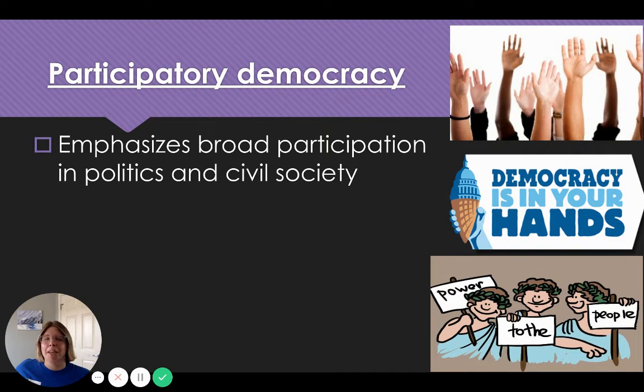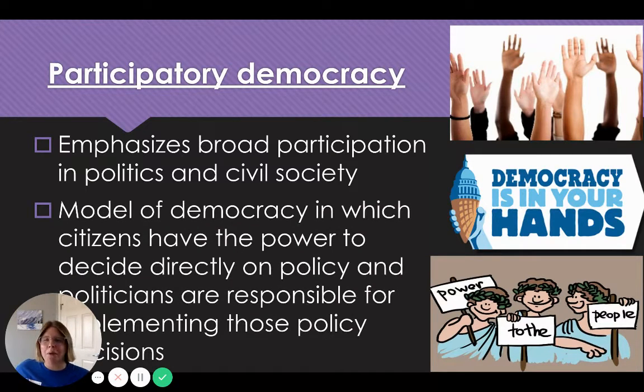Participatory democracy just means that basically you're emphasizing broad participation in politics and civil society. So it's a model of democracy in which citizens have the ultimate powers. That's that idea of popular sovereignty, that they get to decide directly on policy, and politicians are responsible for implementing those policy decisions, basically. So this is kind of a self-defining term. It's basically just a democracy in which you're having broad participation.